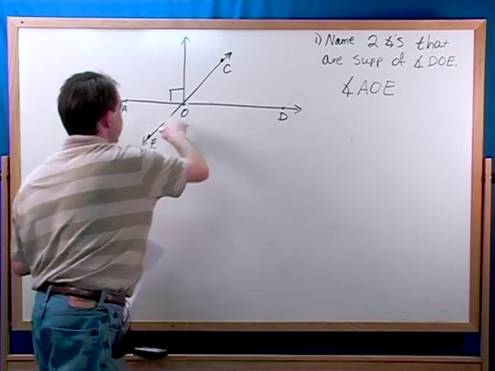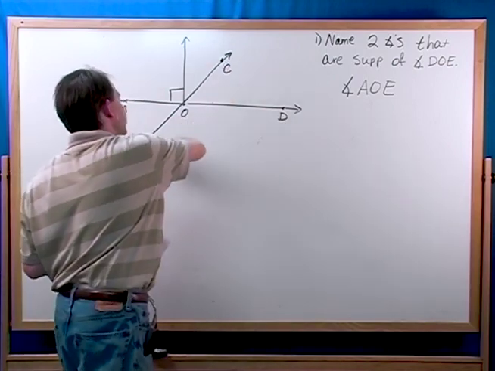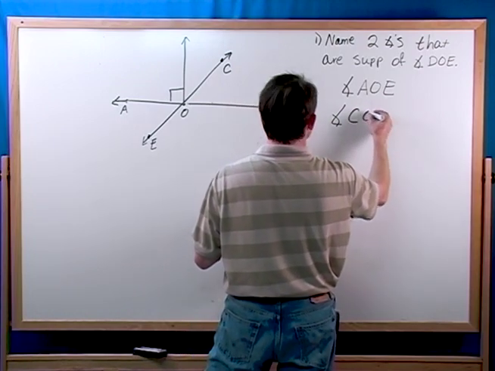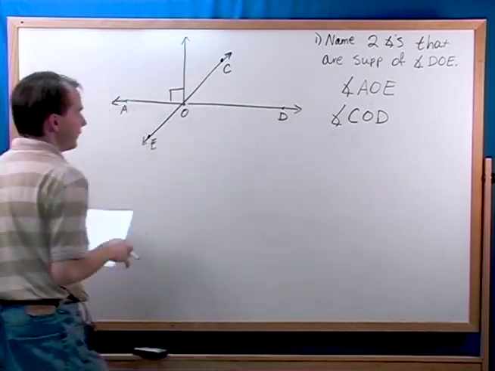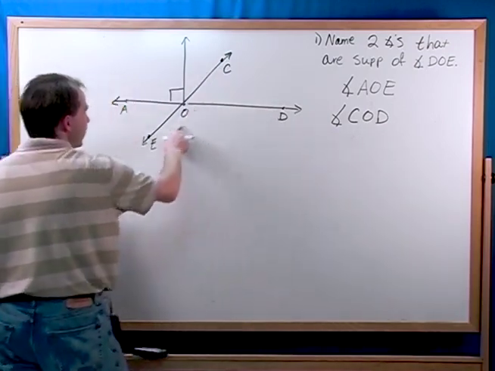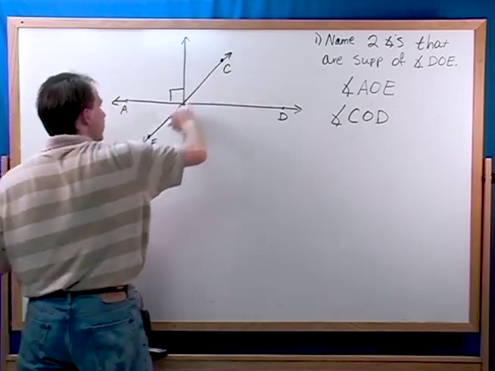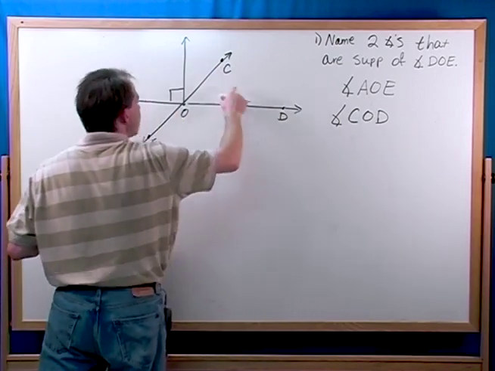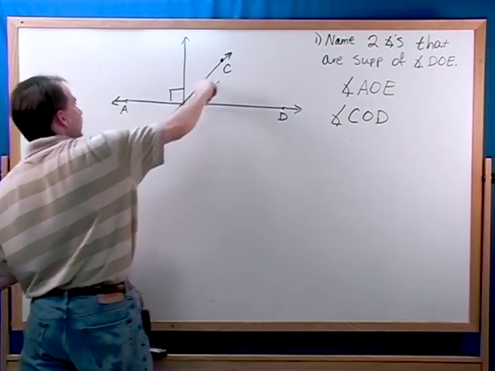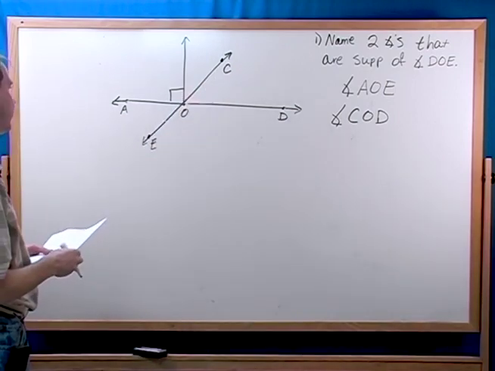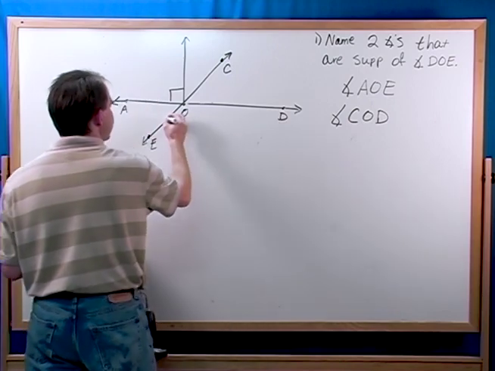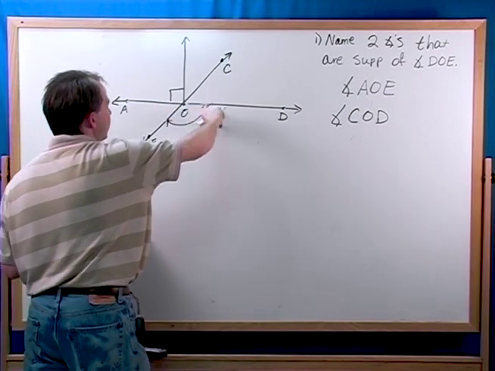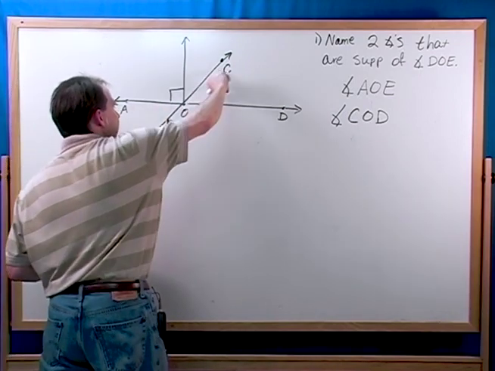Now, is there anything else? DOE is here, but notice there's another line going up like this. Let me write it down and we'll talk about it. Also COD. This angle is also supplementary to it, because DOE is here, but this is a straight angle right here. If this angle is added with this angle, COD, then you will get the 180 degrees that you need, because a straight angle is always equal to 180 degrees. So it's a little bit tricky. This is DOE, and it's asking what the supplements are. This is a supplementary angle because when I add it, I get 180, and this is a supplementary angle because when I add it, I get 180.